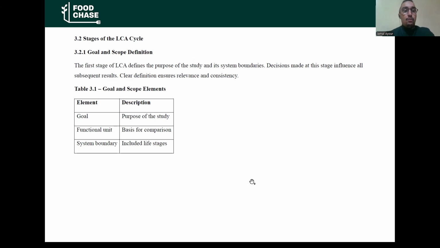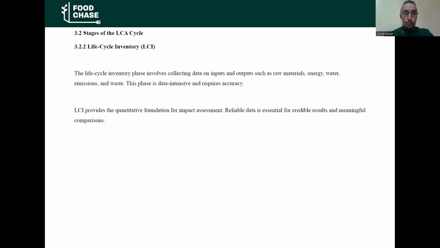And the second stage of the LCA is the life cycle inventory phase. It involves collecting data on inputs and outputs, such as raw materials, energy, water, emissions, and waste. This phase is data intensive and requires accuracy across the different steps of processing. LCA provides quantitative impact assessment, but reliable data is essential for credible results and meaningful comparison.